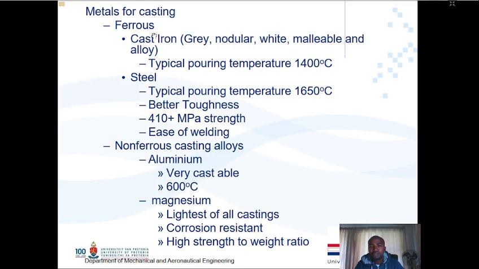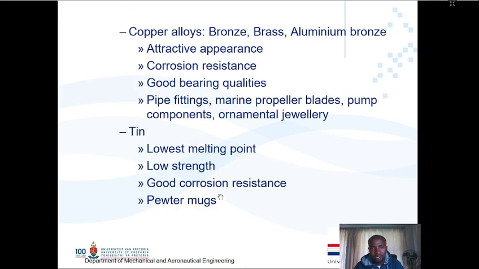The metals that we use for casting will include ferrous metals. The names are there, and those are the limiting temperatures. And then you also have non-ferrous casting alloys. You'll have aluminium, you'll have manganese, and they all have different properties and are all used for different applications. Copper alloys will also be part of that. Tin, a lot of metals you can use in the casting procedures.